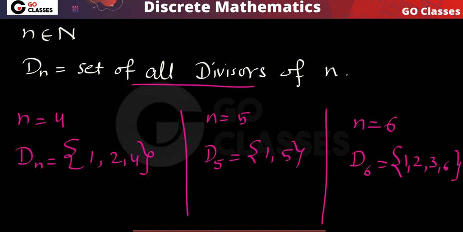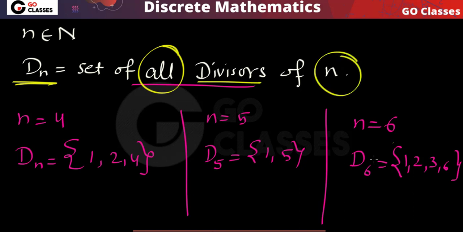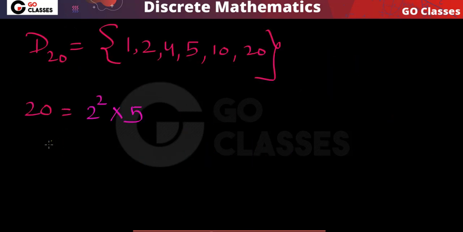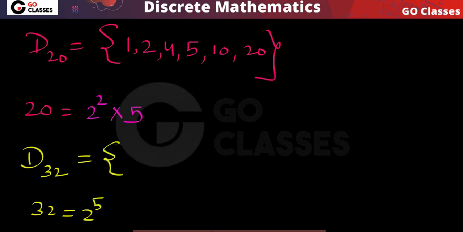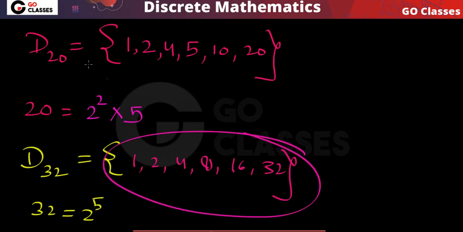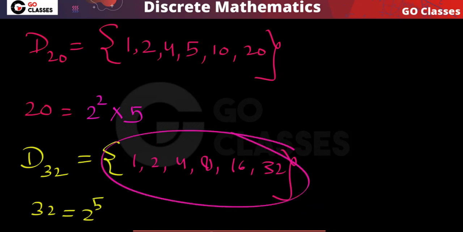First of all, you understand what Dn is. Remember, Dn is the set of all divisors of n. For example, this is D6, this is D5, this is D20. Similarly, if I ask you what is D32? Remember, 32 is 2 to the power 5. This is the prime factorization of 32. So all the divisors of 32 are 1, 2, 4, 8, 16, 32. This set is D32, because this is the set of all divisors of 32.